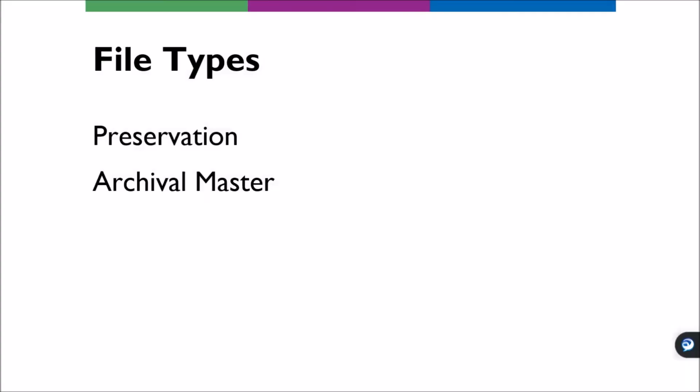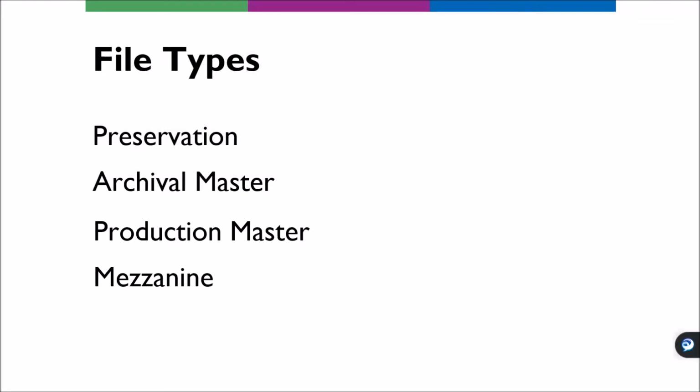Now we're going to look at different file types. So the first type or group of types is the preservation group. This is the highest quality file created during digitization. This is also called the preservation master, or the archival master, or the archival file, depending on what your organization chooses to call it. These are the files that should have actions taken to ensure their sustainability over time.